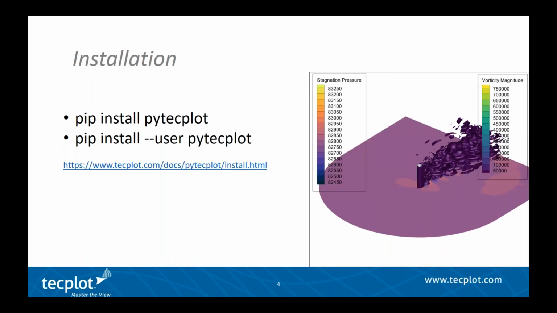Now, PyTecplot is a separate install from Tecplot 360. So when you download Tecplot 360 and install, you don't have PyTecplot installed by default. It does require a separate installation using Python's pip installer. It's pretty easy. We do host all of our PyTecplot sources out on PyPI, which is the repository for Python modules. So it's a simple pip install pytecplot. If you don't have administrator rights, you can use the --user flag, and that allows you to install it just for you. We do have a number of notes for the installation in the PyTecplot user's manual.